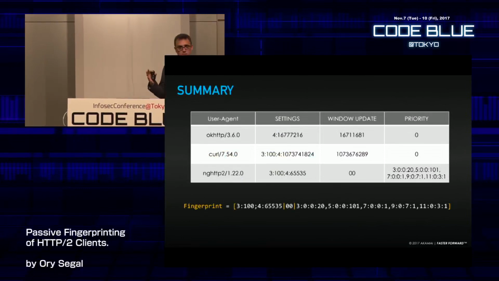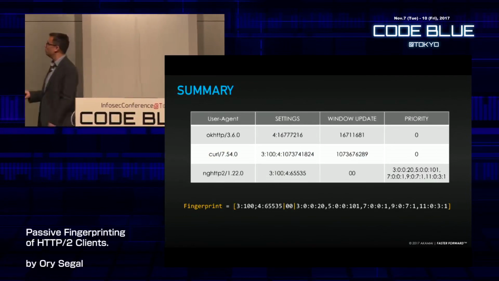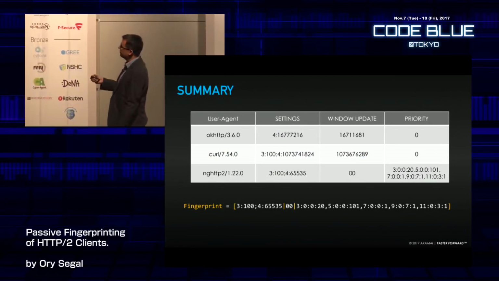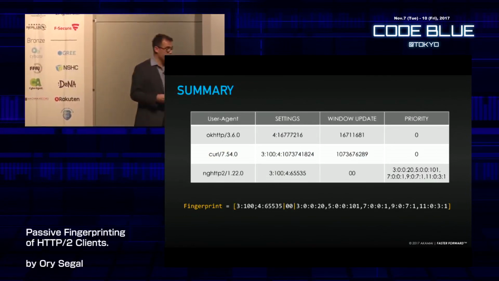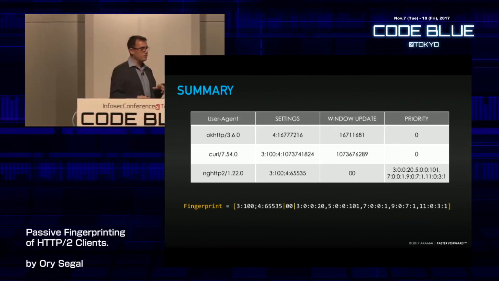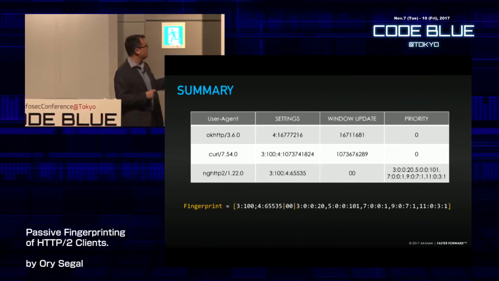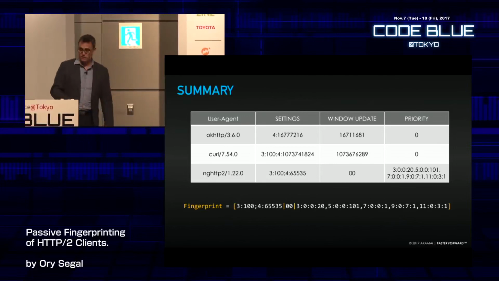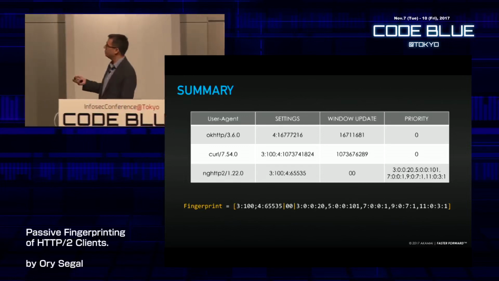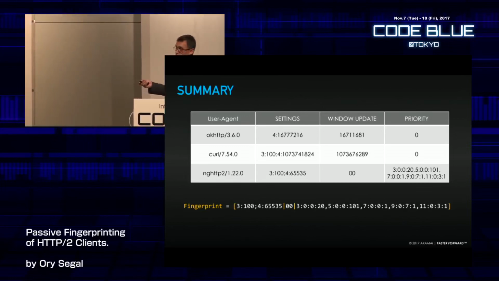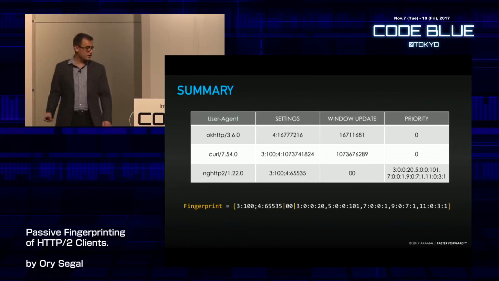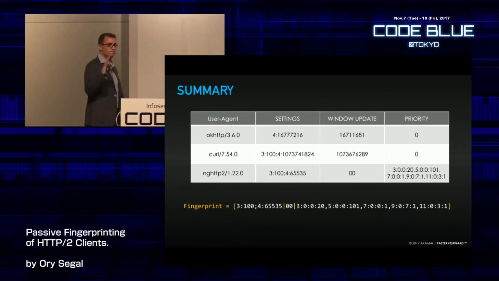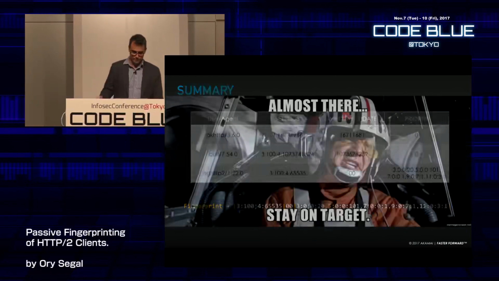I want to stop and summarize for a moment. Up until now, what we have is basically this. These are 3 examples, by the way, from real clients. The fingerprint that we have up until now contains the settings in the beginning, delimited by pipe, the window update value, which in this case wasn't sent, so it's 0, and then the priority and the weights. I hope this is clear.